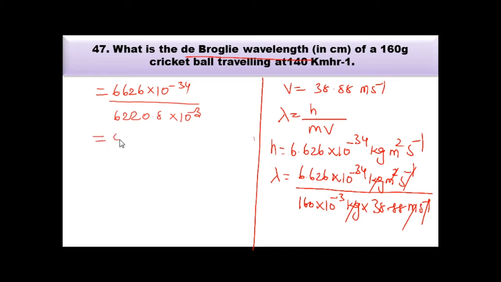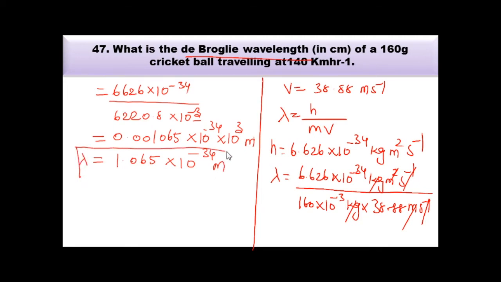So simplify the answer: 0.001065 multiplied with 10 power minus 34 and then 10 power 3. Because the minus 3 comes to the top, it becomes a plus 3. Meter unit. So finally the answer is 1.065 multiplied with 10 power minus 34 meter. So this is the wavelength.